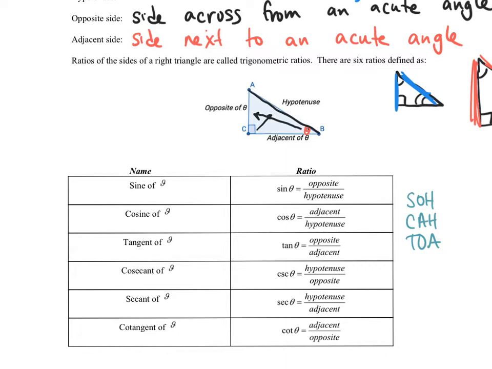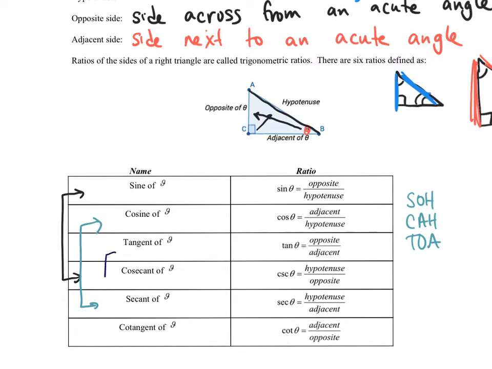Now our last three are cosecant, secant, and cotangent. They are less well known but very important. Essentially they are what we call reciprocal identities, or reciprocal ratios, because if you look, cosecant is the same as sine, it's just flipped over. So sine is opposite over hypotenuse, so cosecant is hypotenuse over opposite. Same thing for cosine and secant. Cosine is adjacent over hypotenuse, so secant is hypotenuse over adjacent.